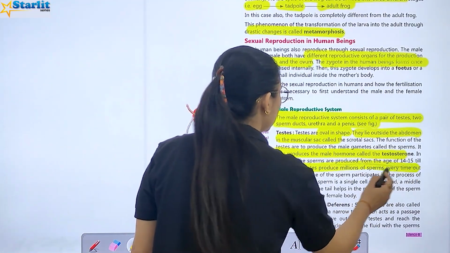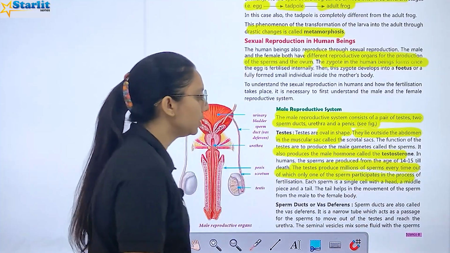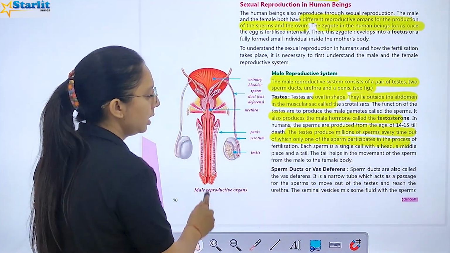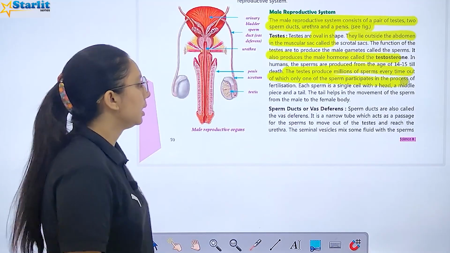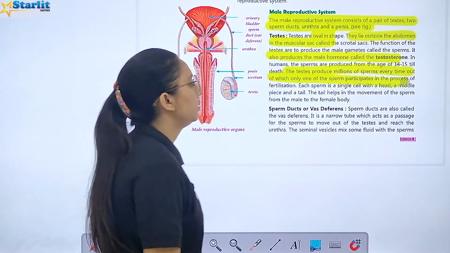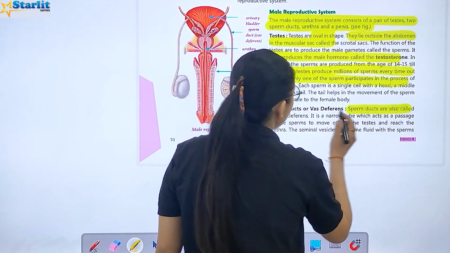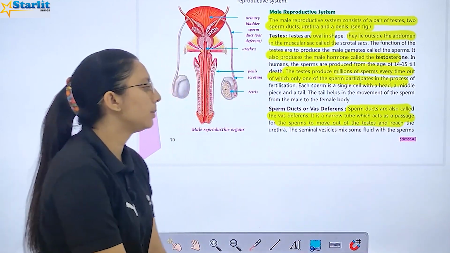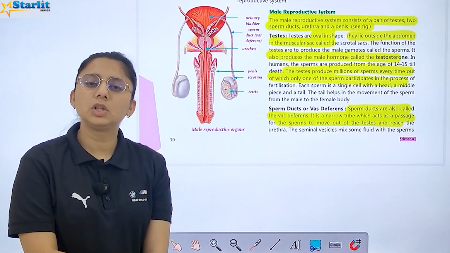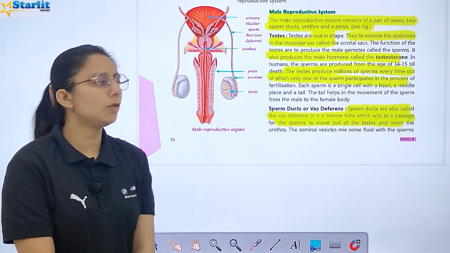Till then, the testes produce millions of sperm, of which every time only one sperm participates in the process of fertilization. Then we have the sperm duct, also called the vas deferens. It is a narrow tube which acts as a passage for the sperm to move out of the testes and reach the urethra. Okay, where does it reach?